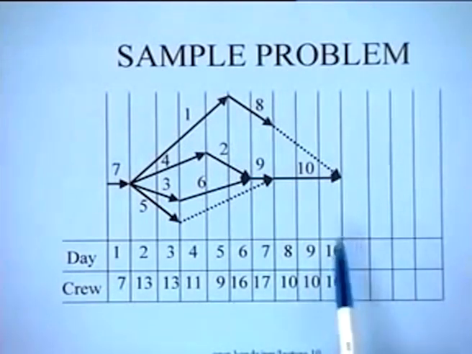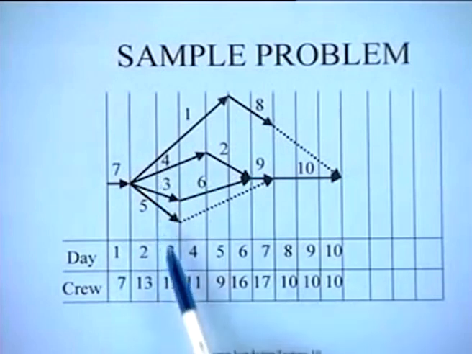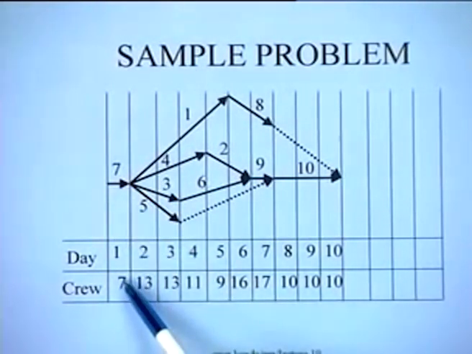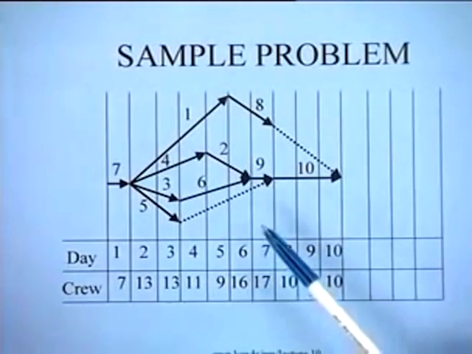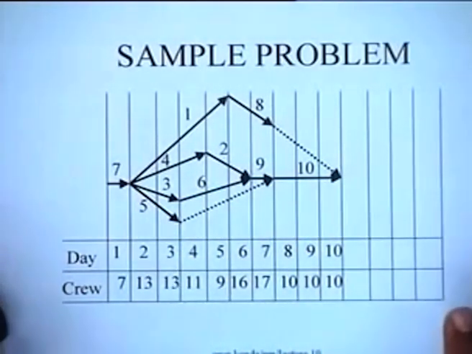You can do a resource aggregation exercise and see that the total resource requirement is 7 on the first day, 13 on the second day, 13 on the third day, 11 on the fourth day, 9 on the fifth day, 16 on the sixth day, and 17 on the seventh day, and subsequently 10 on days 8, 9 and 10. So what you find is that the peak resource requirement is 17, which occurs on the 7th day, and this is the problem data as it is. So the unlimited resource allocation problem will give us this.